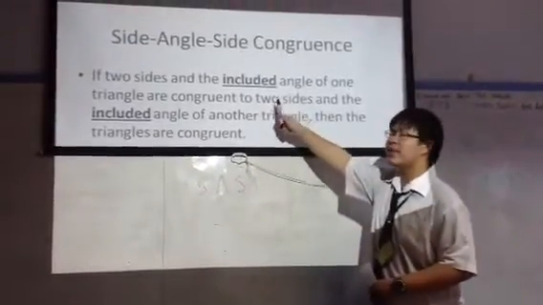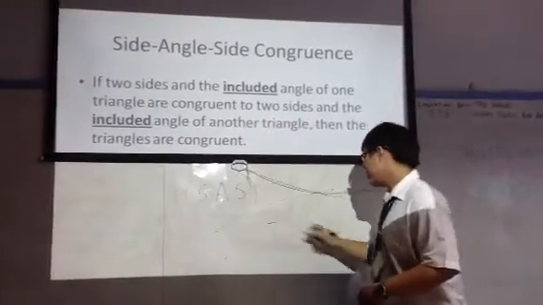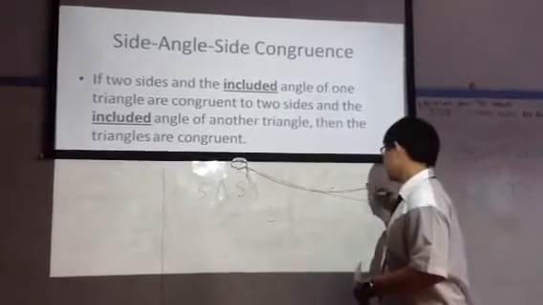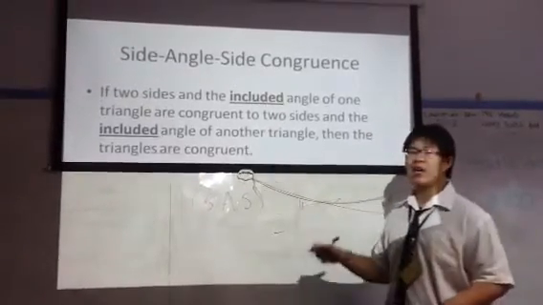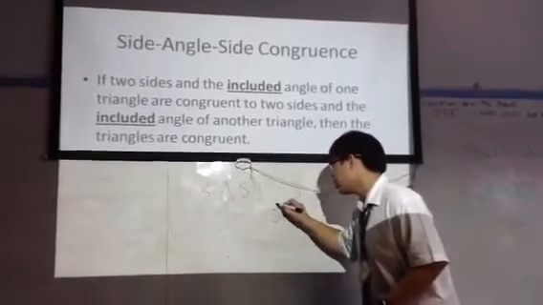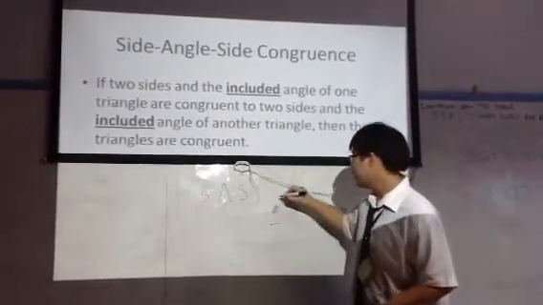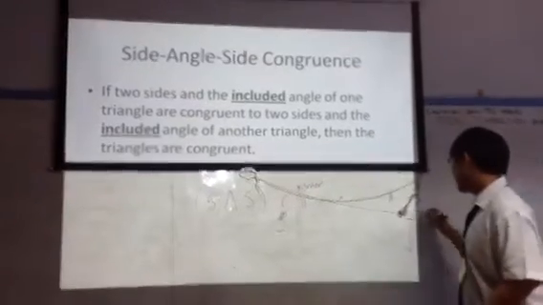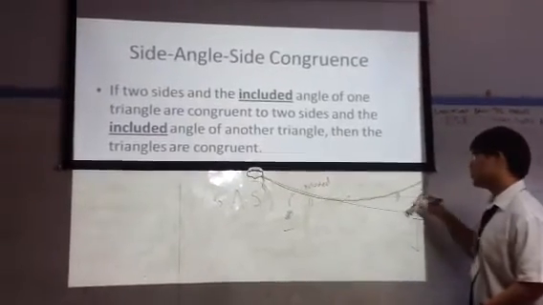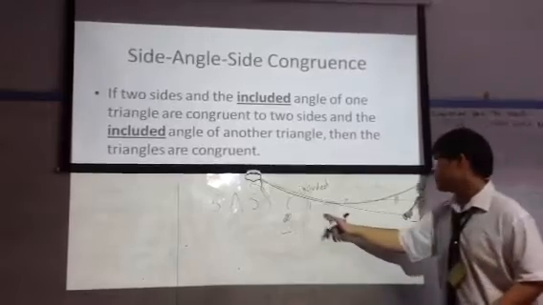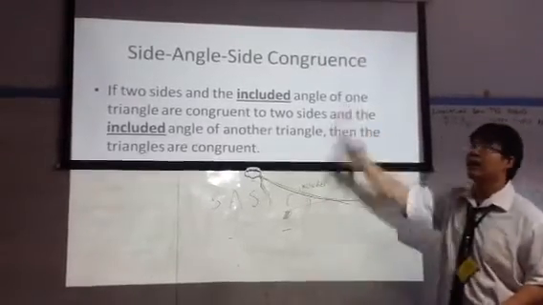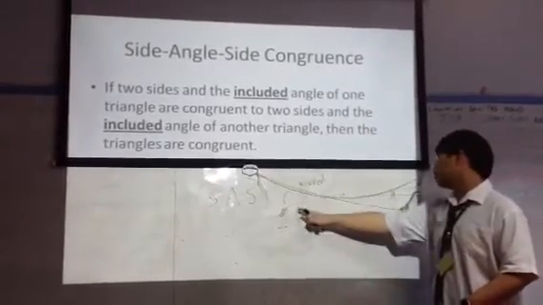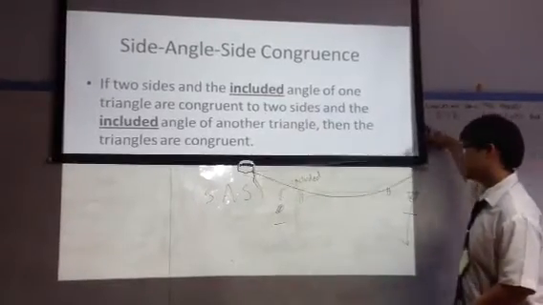Now, included means, okay, let's pretend these are the two sides that are congruent. If it's the side angle side that is included, then we're talking about an angle in between. In between, this is included. It's in between, same here. This is in between these two sides. If it happens to be somewhere else, then this does not apply to SAS. Right? So included means in between, for SAS.